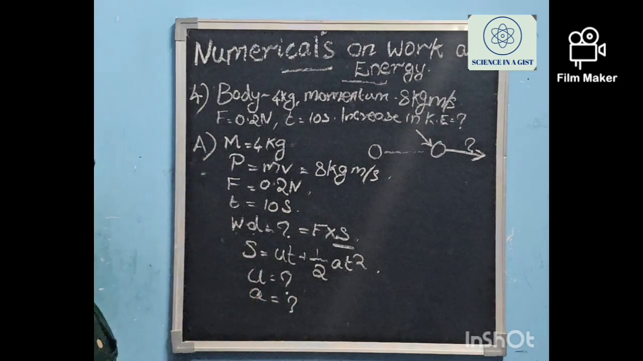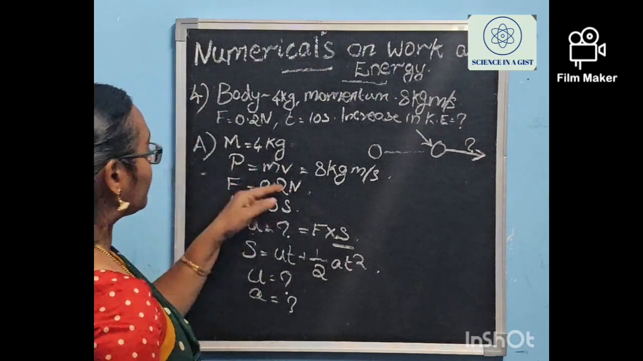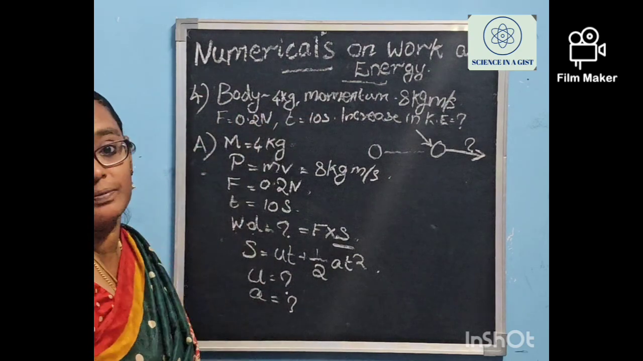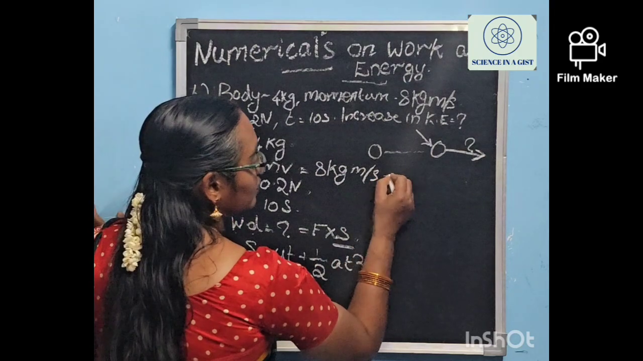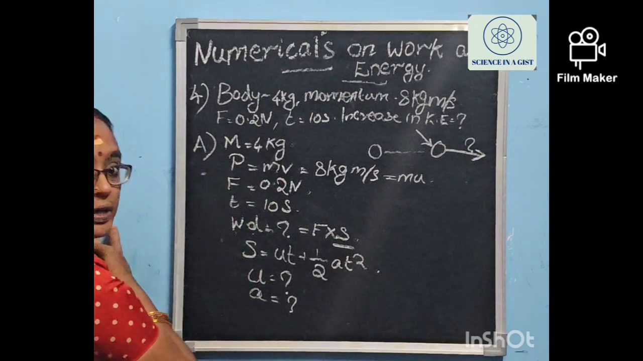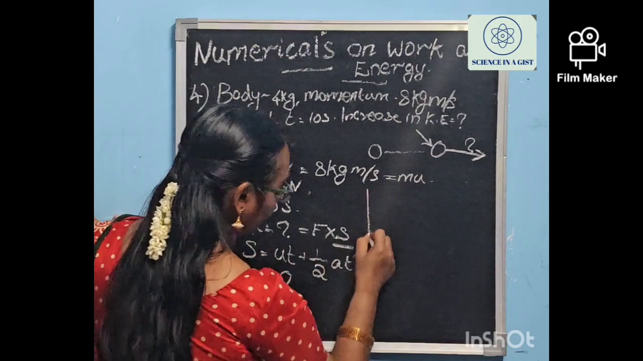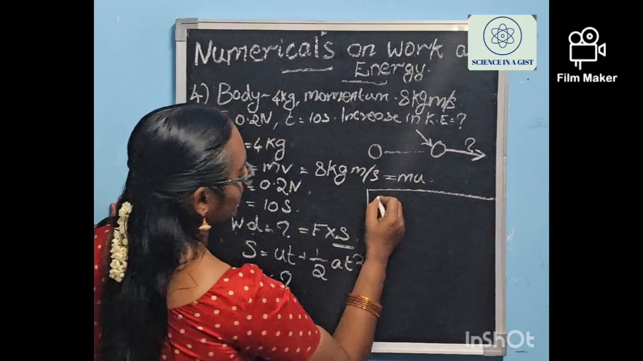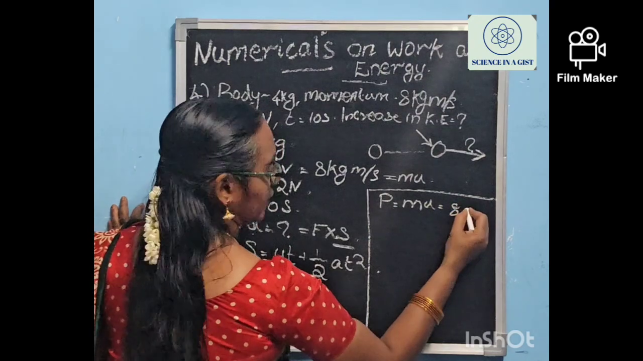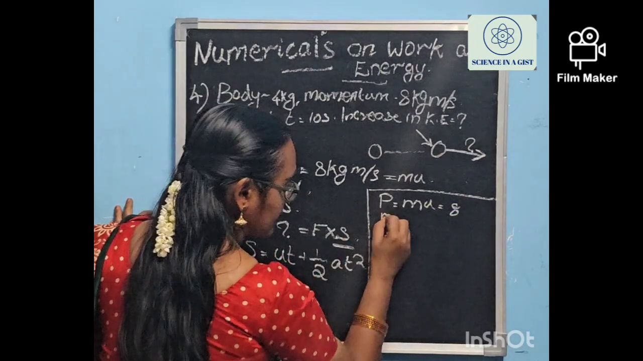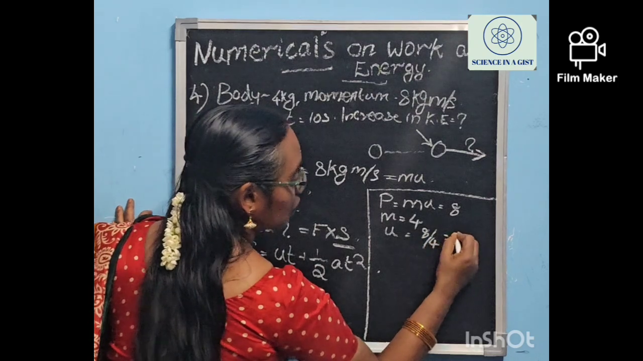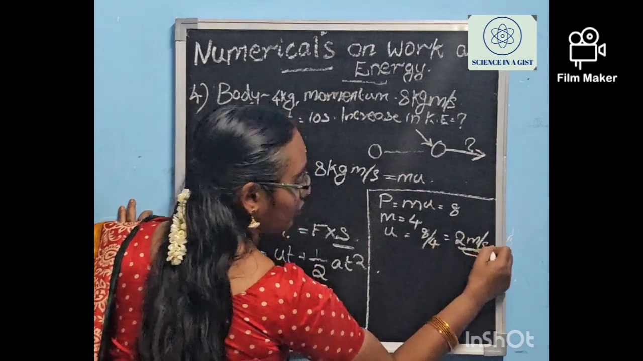How can we find it? For that, momentum has been given. mv, or we can say mu. Why? Because initially the body was moving with the momentum. So it is equivalent to mu. Okay. So mass you know, and momentum also you know. It's easy to find out u. How can we find out? P is equal to mu is equal to 8 kilogram meter per second. Okay, you have to write. So m is equal to 4. So u is equal to 8 by 4, that's equal to 2 meter per second. Found out u.